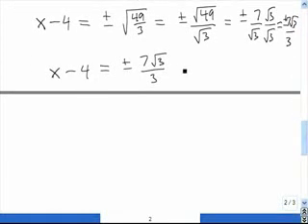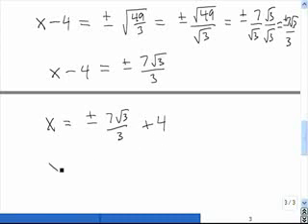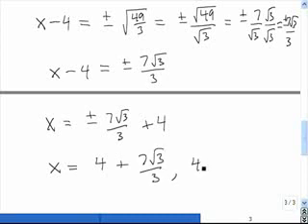Next, we want to add 4 to both sides. And finally, we want to write out the two solutions in expanded form. And these are the two solutions to the quadratic equation.